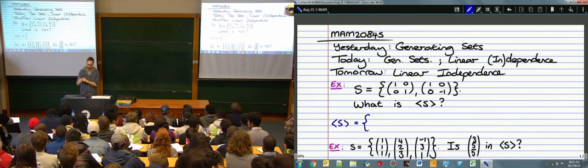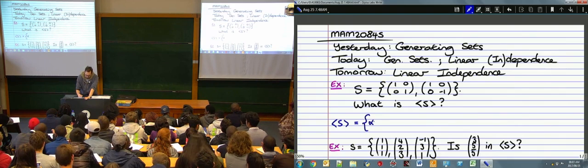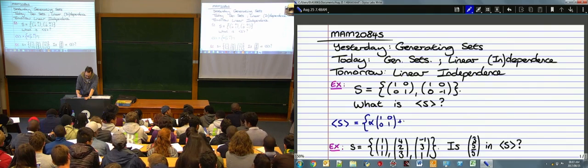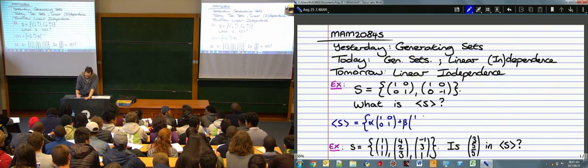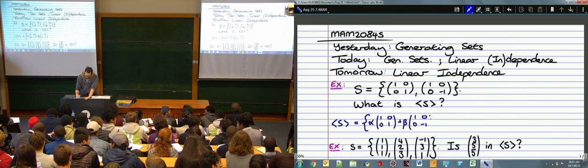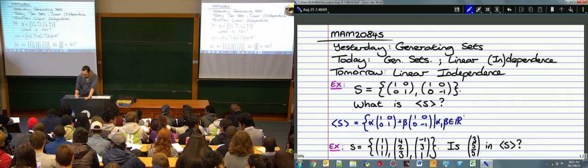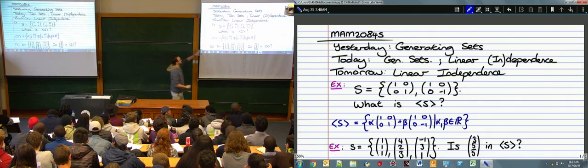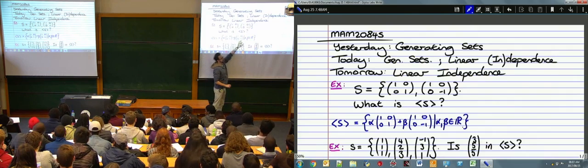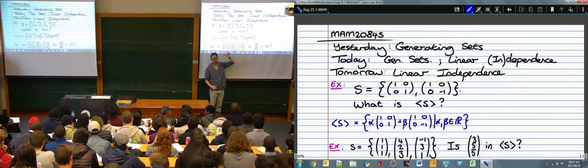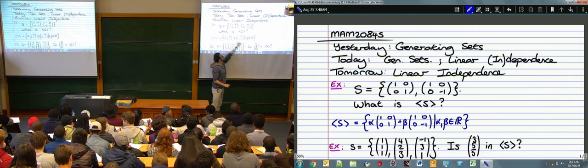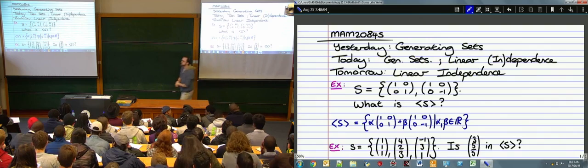Most people have the right idea, which is that we're just going to write down something like this. We just get something like this, right? That's just the set of all linear combinations of these two vectors. It's a little bit strange in this sense because the vectors that we're talking about are themselves matrices. But it's these linear combinations here.